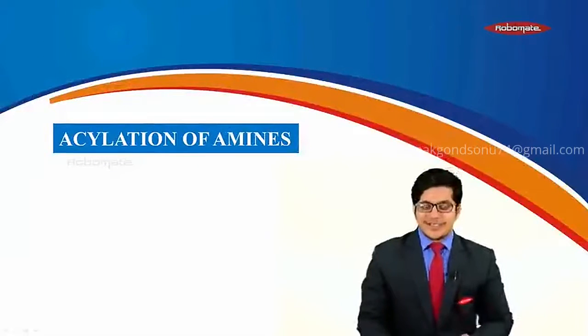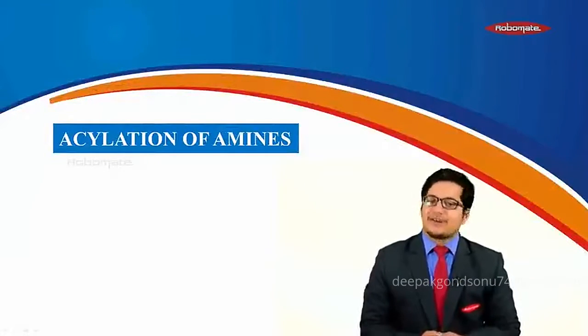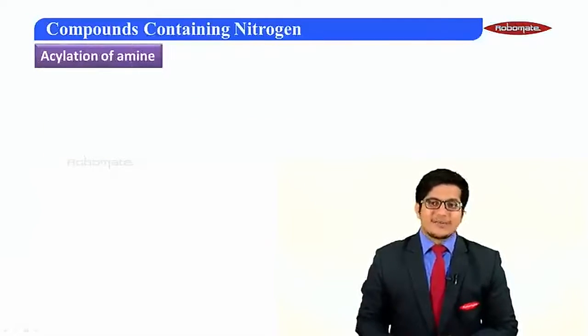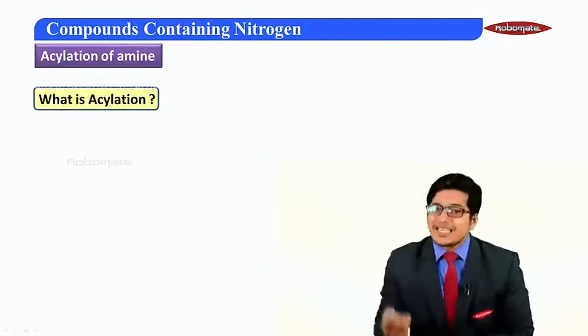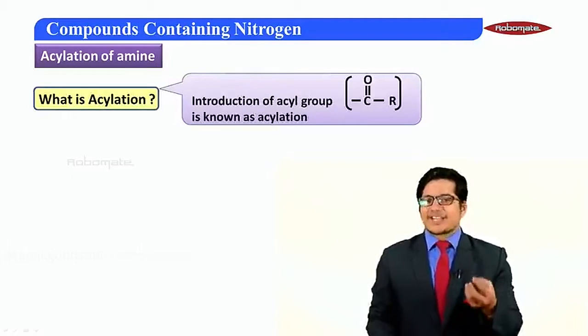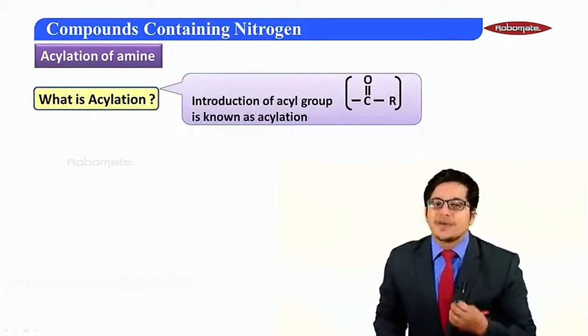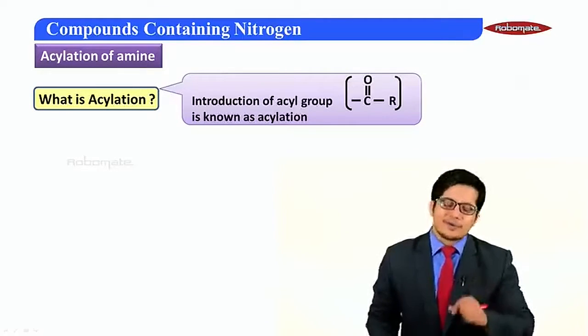Hello students, now we are going to start with the reaction called acylation of amines. So let's start with the reaction. Now the very first question is, what is acylation? Acylation is nothing but introduction of an acyl group, that is C double bond O R group.